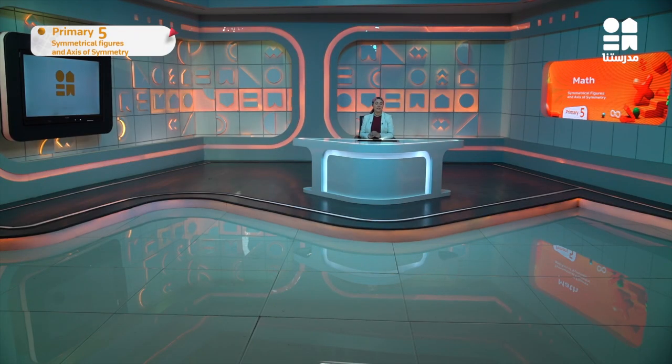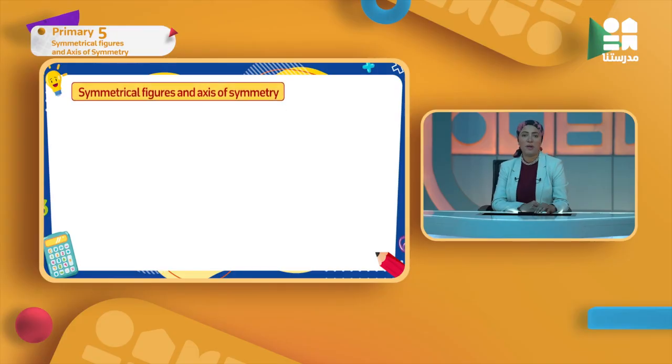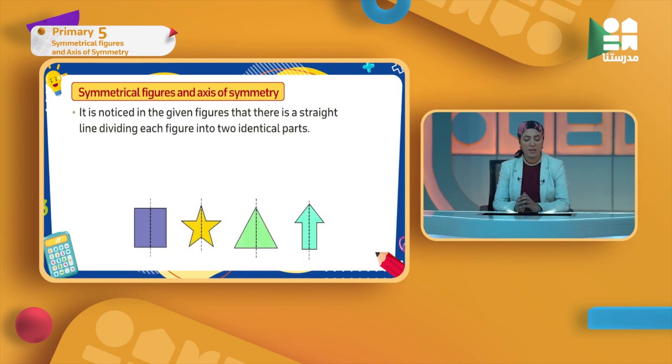Our lesson today is called Symmetrical Figures and Axis of Symmetry. We talked before about symmetrical figures and axis of symmetry, and we said that when we have a figure that we can fold on a certain line and it coincides or nothing is left out, then this figure is symmetrical.